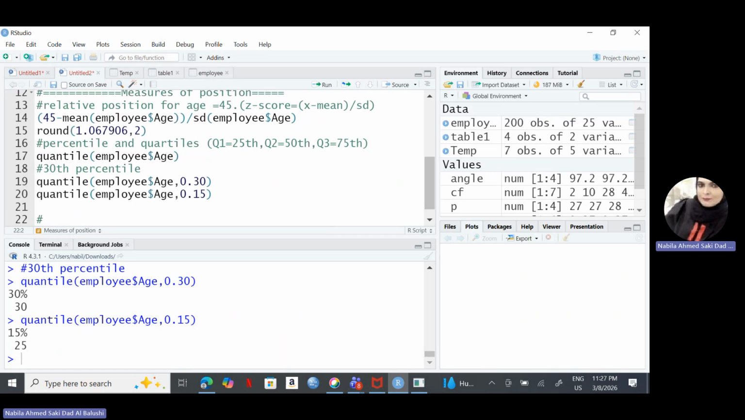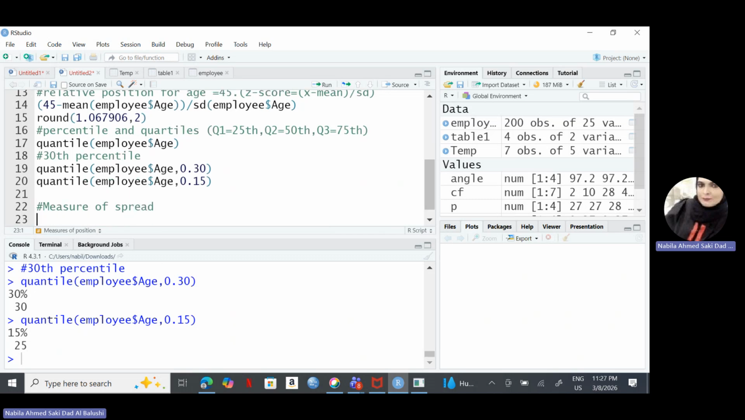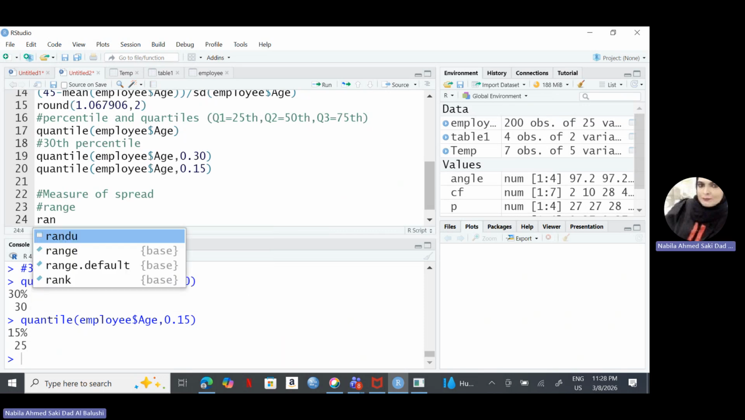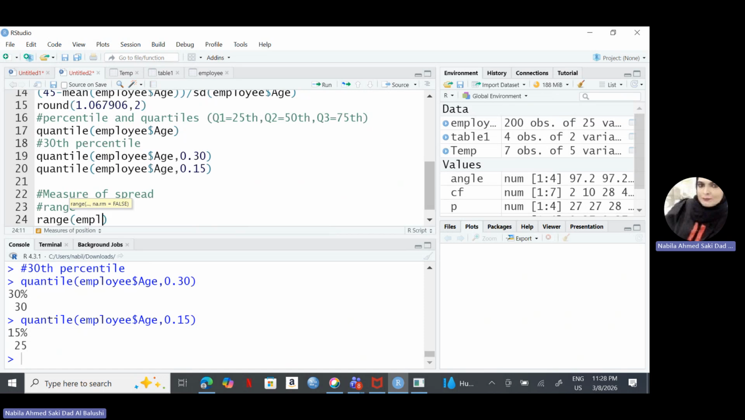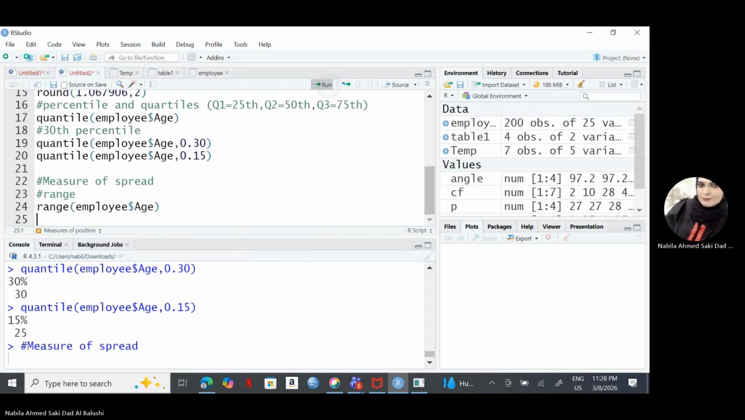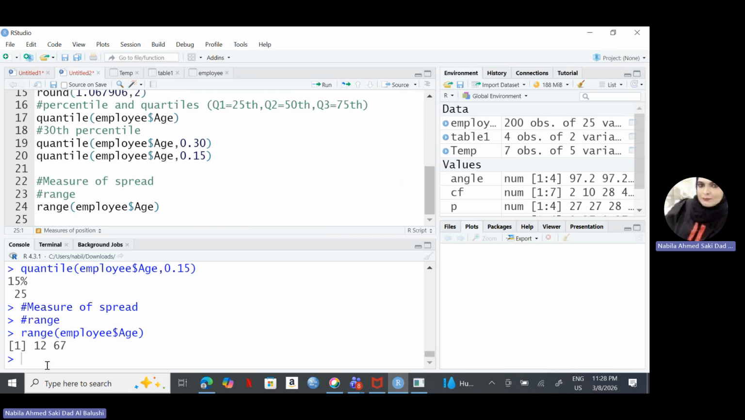What about measure of spread? Measure of dispersion, measure of spread, or measure of variation. First of all is the range. The command we can use for range is range, but it doesn't calculate the range. It will give you the maximum and the minimum of your data. It will tell you that the minimum is 12, maximum is 67. You need to then take the difference.